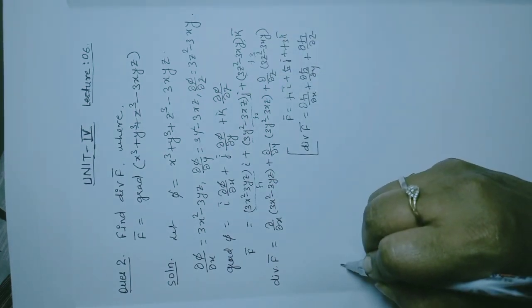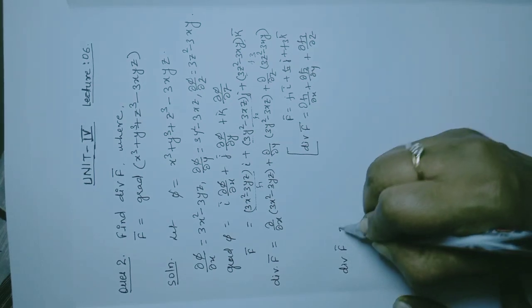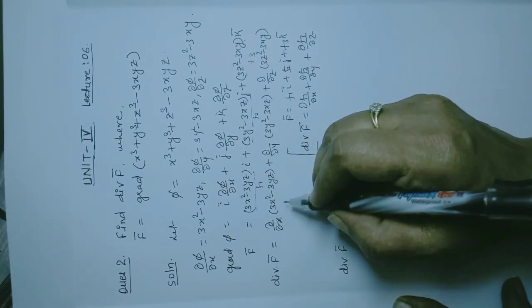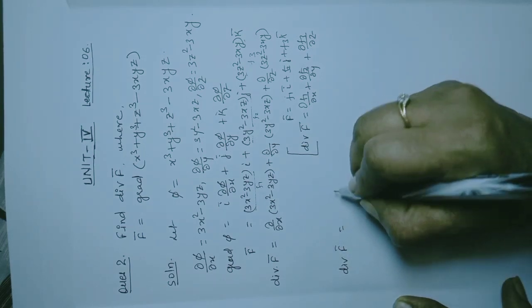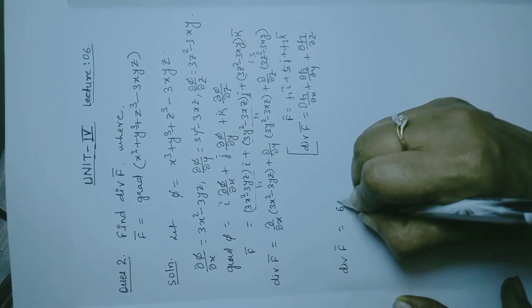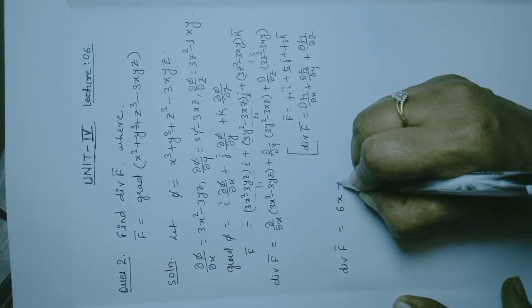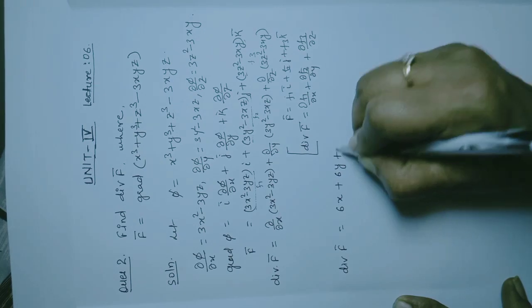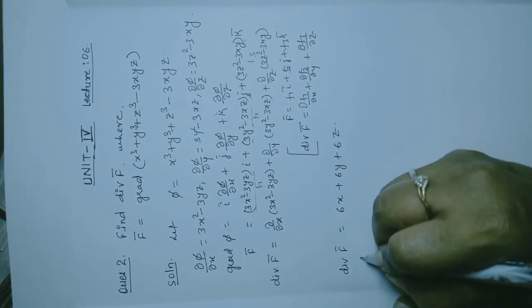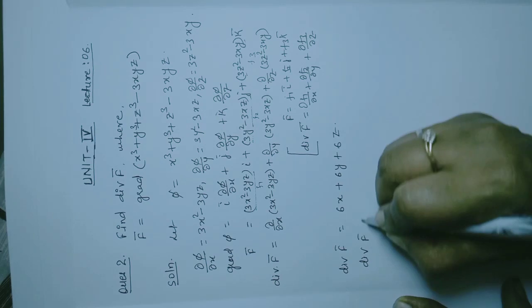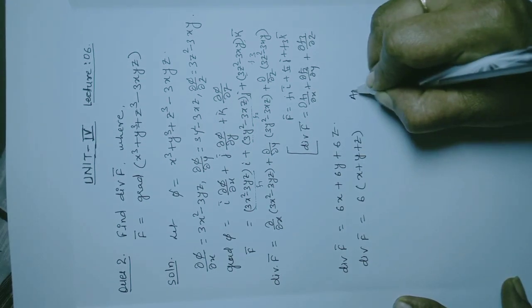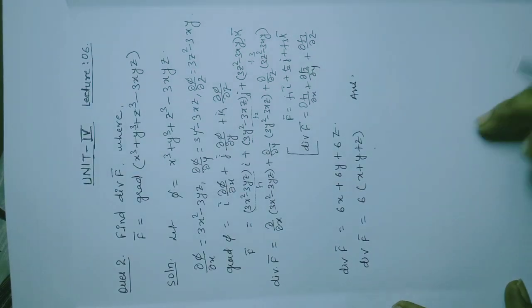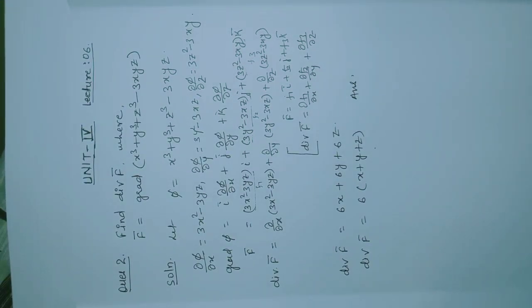So your divergence f becomes, when you do this, nothing but 6x plus 6y plus 6z. That is, the value of divergence f is equal to 6 times x plus y plus z, and that is your answer. Right? So let's continue with more problems.